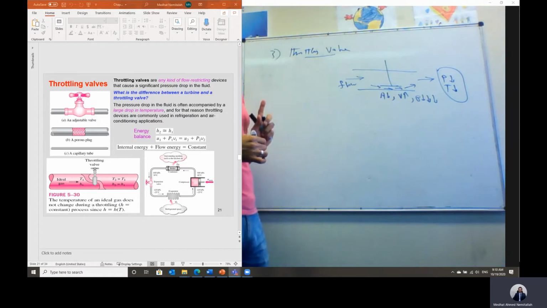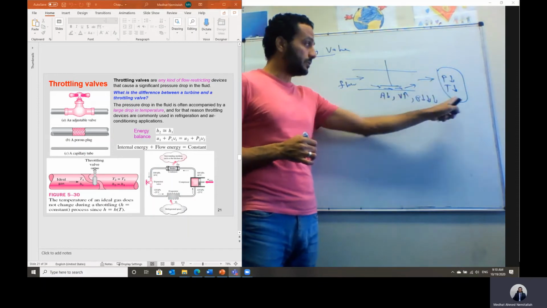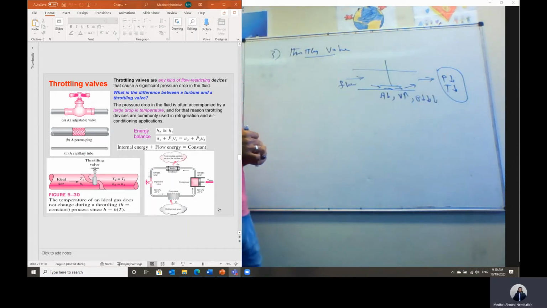And this is the main function of the throttling valve, to have a significant reduction in pressure and also a significant reduction in temperature. The main application in this case is in the refrigeration cycle.